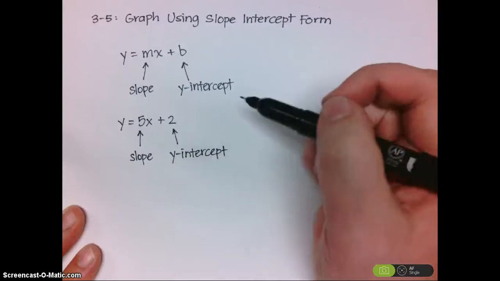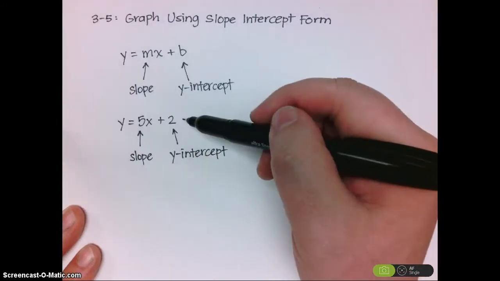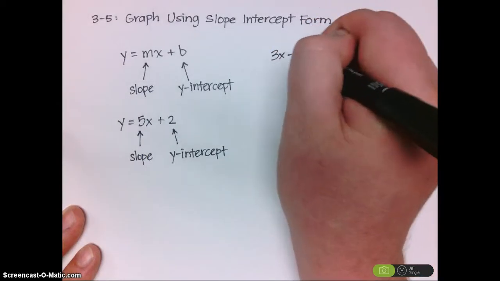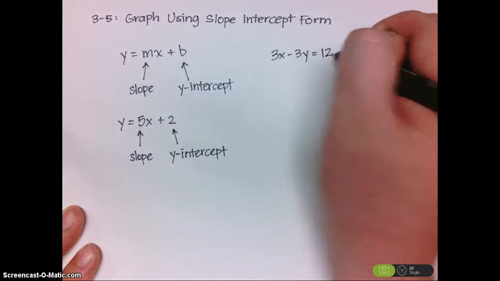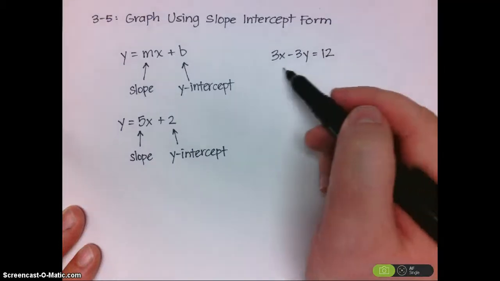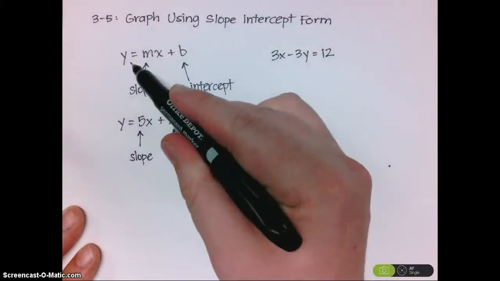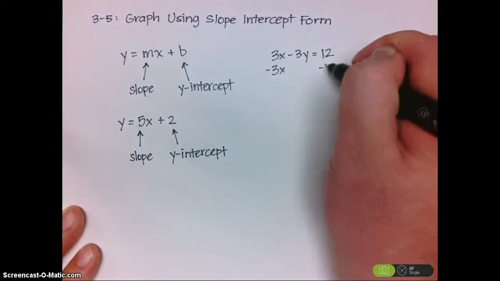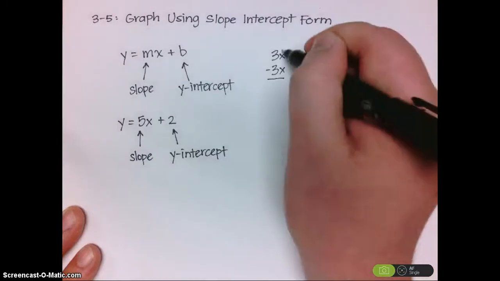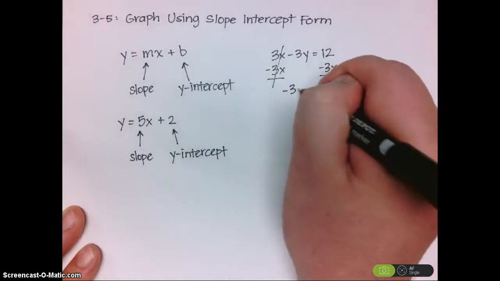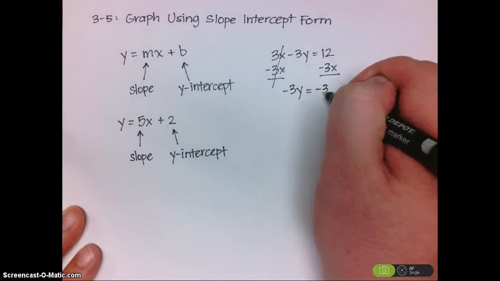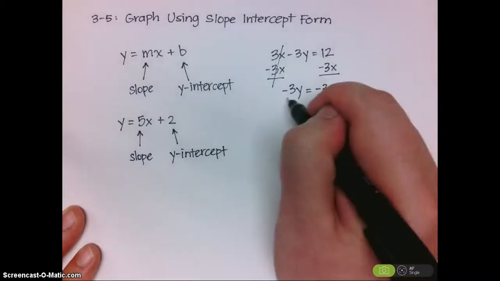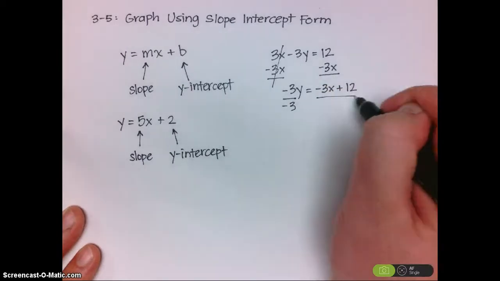Now I know that most equations are not already given to us in this form. So sometimes you might have an equation that looks like 3x minus 3y equal to 12. If I want to rewrite this formula looking like y equals mx plus b, first I need to move the 3x to the other side. I'm going to do that by subtracting. I'm going to be left with negative 3y is equal to negative 3x plus 12. And one more step to get the y by itself is dividing both sides by negative 3.